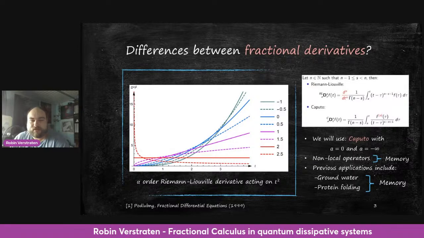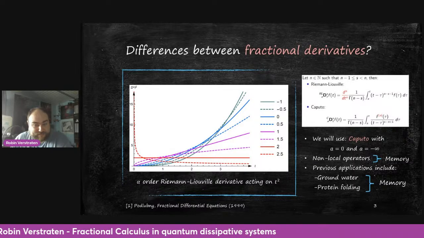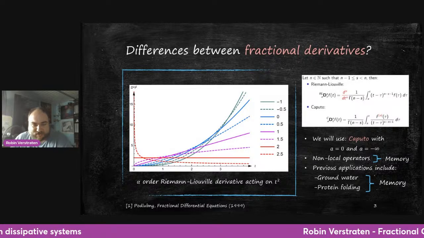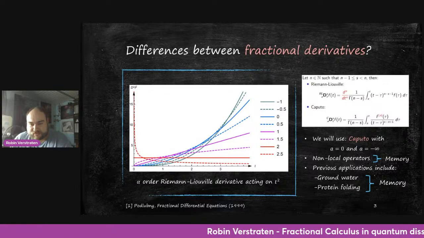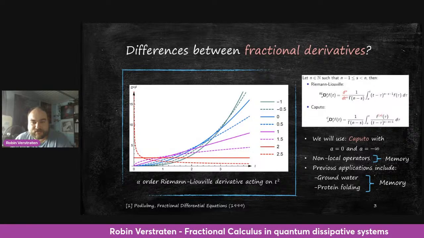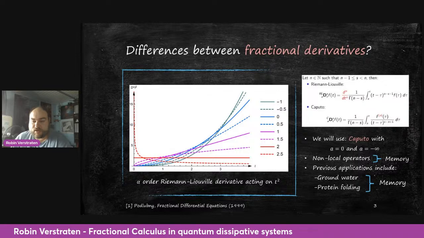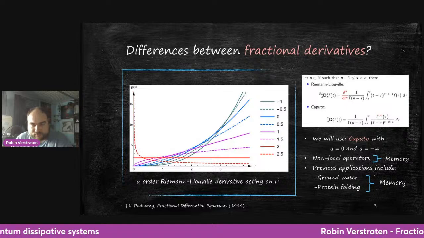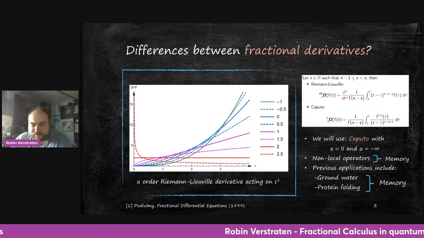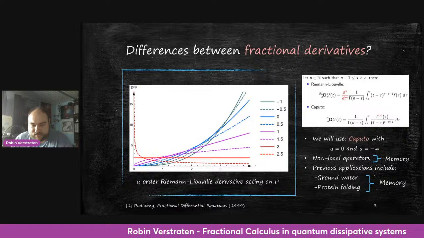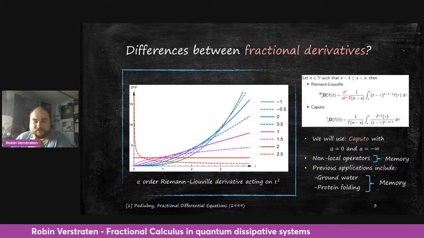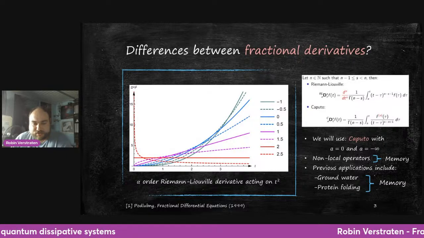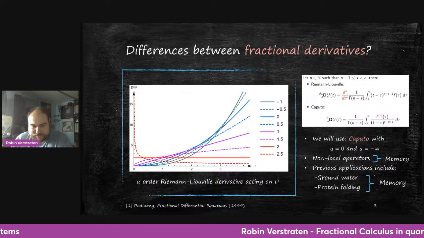So, why do we do these fractional derivatives in physics? First of all, they are non-local operators, so they can provide us with a sense of memory. We can basically interpret this as an integral over time, over history. That also means we have a preferred direction for our integrals, right? We don't want things to depend on the future. Some previous applications include groundwater and protein folding. We saw some other applications earlier in this symposium. So, let's get into our application.